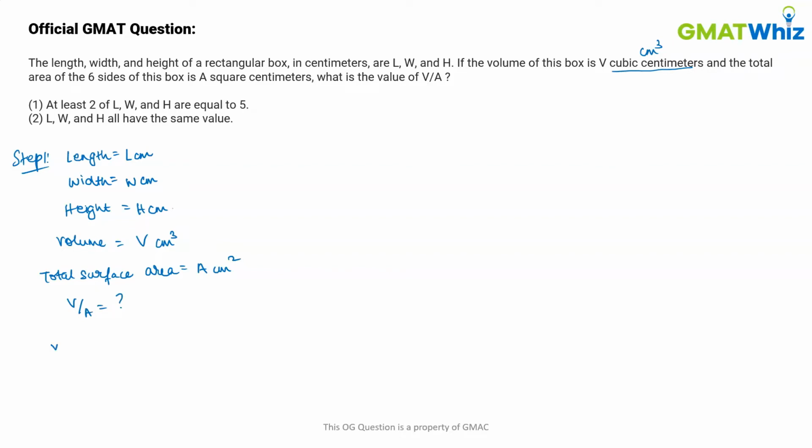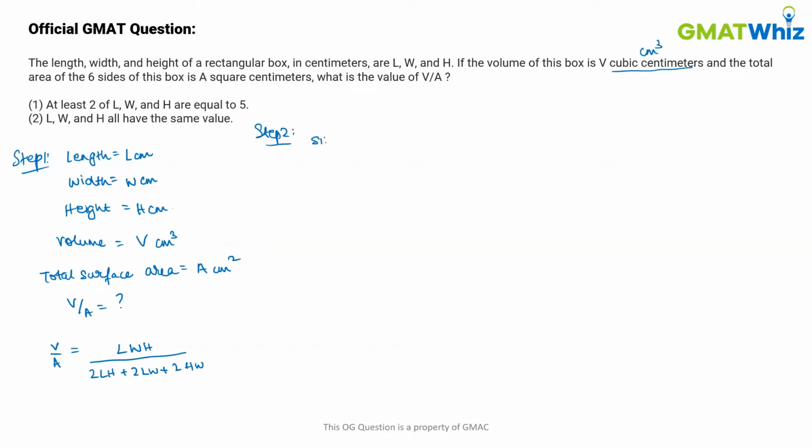Now V by A can also be written as L times W times H divided by 2 times LH plus 2 times LW plus 2 times HW. So to be able to find the value of V by A, we need to know the values of L, W and H. Now let's move on to step 2 and analyze the statement 1.